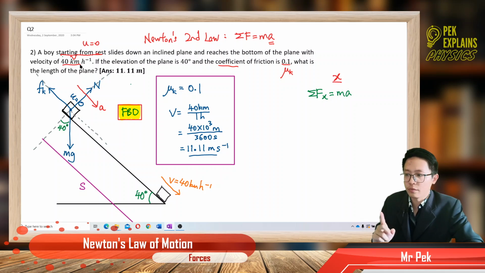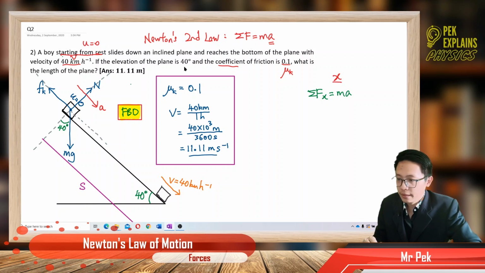So we have to change. When we see a non-SI unit, we must change to SI unit. I already changed it here. The final velocity 40 km per hour, I change to meters per second. How to change? Kilo is exponent 3, and 1 hour is 3,600 seconds. So I divide and get 11.11 meters per second. So the plane is not smooth. It has friction.